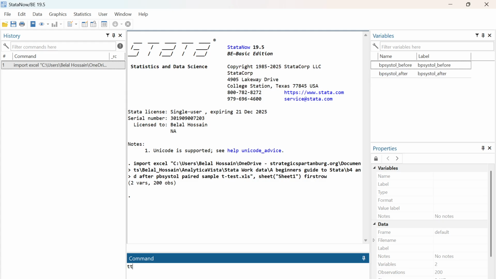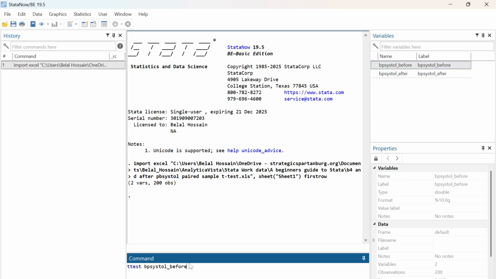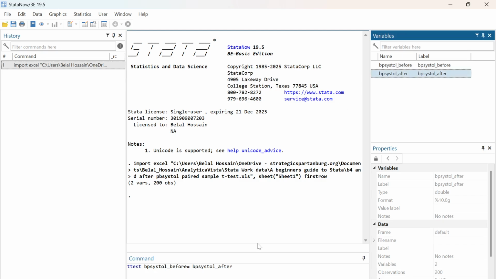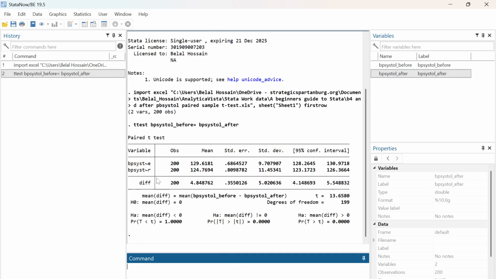So let me write the code: ttest, and I have a variable BP systole before, that is the start of the program, and BP systole after the program, right? And doing the t-test. Now for these two means, 129 is the before, and 124 is the after. So after the program was conducted, we can see that the average score of the participants has decreased, by 4.84. This is the difference, right? So the average systolic blood pressure has decreased by 4.84, almost 5.